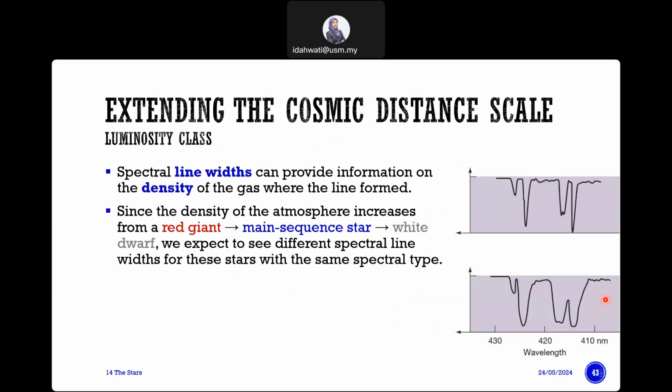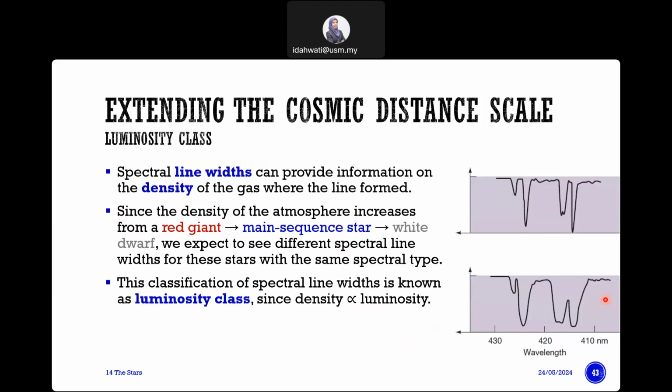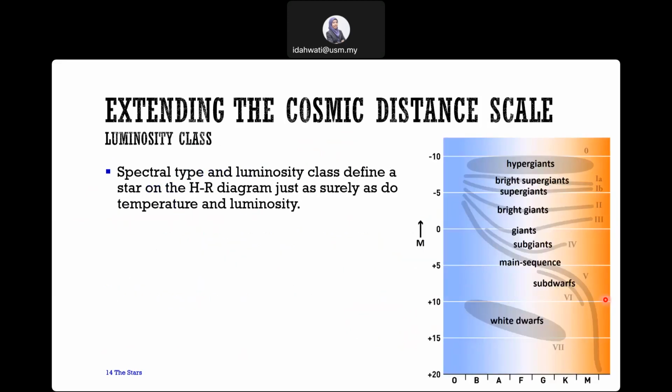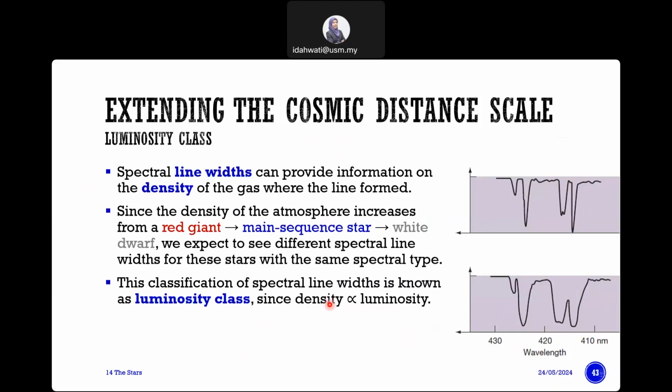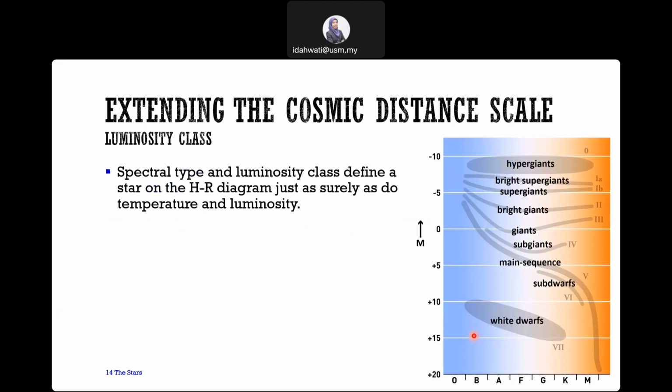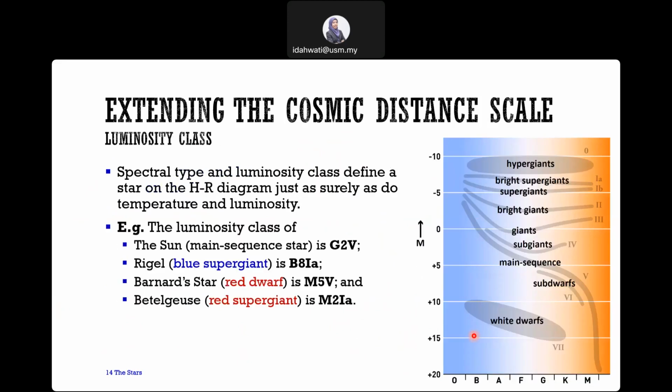So this is the spectral line width and also information provided with the density. This classification of spectral line width is known as the luminosity class. For example, the luminosity class of the Sun is G2V, Rigel is a blue supergiant, Barnard's star is a red dwarf, and Betelgeuse is a red supergiant.